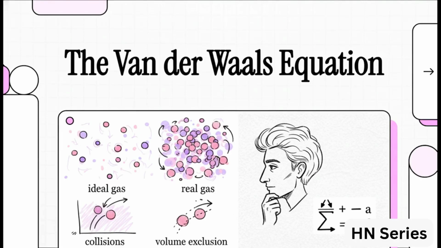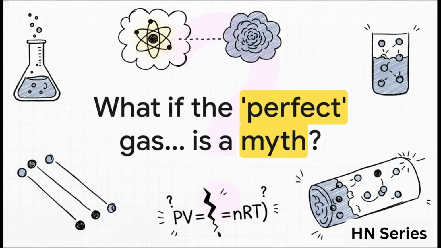Hey, you probably remember the ideal gas law from school, right? It's that neat, simple little formula. But what if I told you it's actually built on two fundamental, well, lies? Today, we're going to dig into the story of how one scientist's brilliant reality check completely transformed how we see the physical world. So let's just start right here with this question.